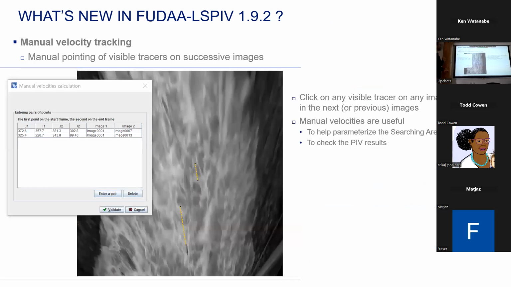Something we also added to make the parametrization easier is manual tracking, meaning that you can manually go from one image to the other. If you recognize a pattern, for example this one, you track it over the images manually, and it will give you an idea of the velocities that you can expect in the river, which will be used to parameterize the searching area in the LSPIV computation.